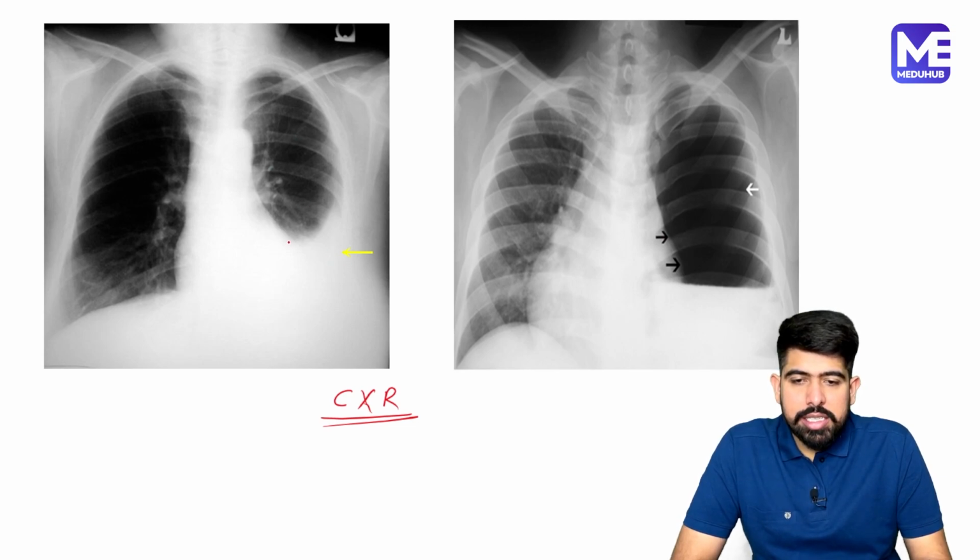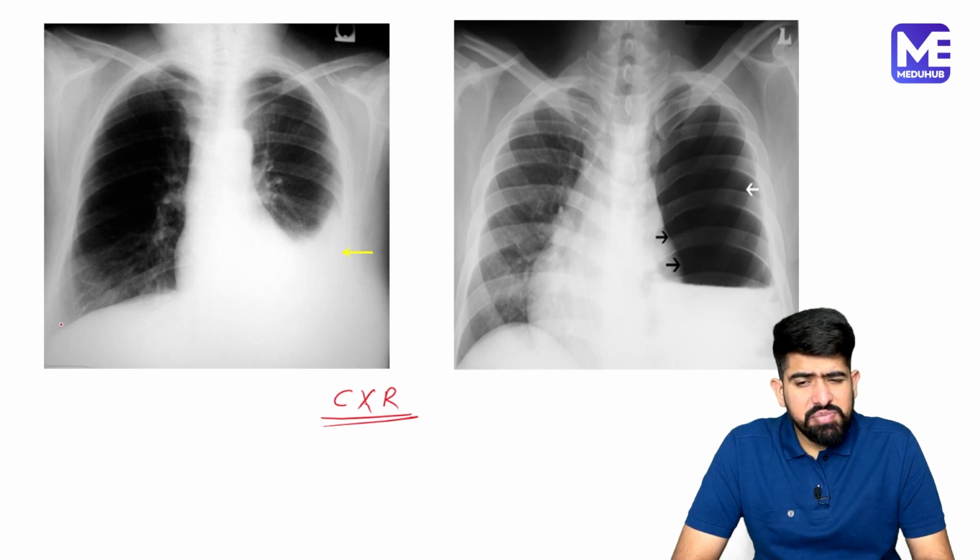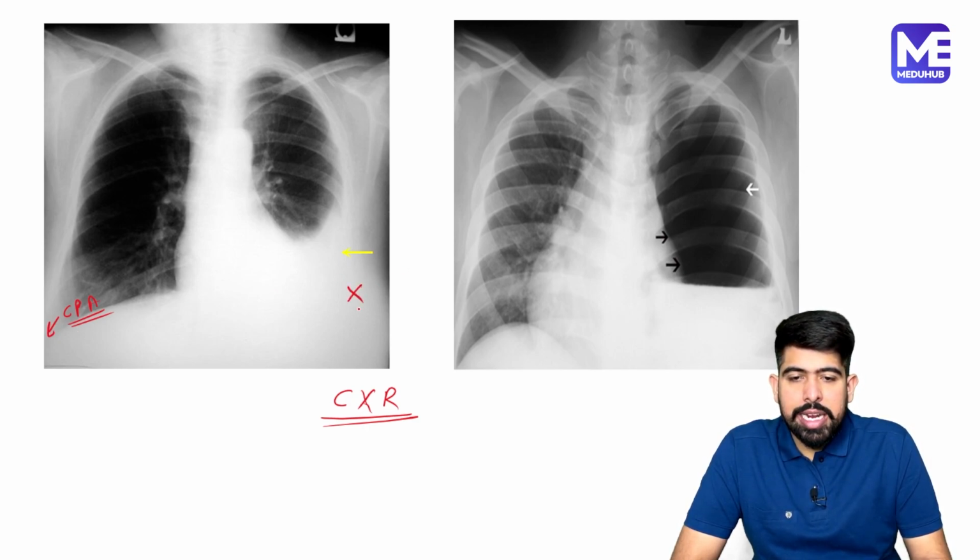But if you are seeing this, we have to see on this X-ray the CP angle. What is this CP angle? This is the costophrenic angle, CP angle, right? If this costophrenic angle is blunted, you can see on this side the costophrenic angle is blunted, and you can see the fluid is accumulated here, right? And the fluid is accumulated here. This is the pleural effusion.